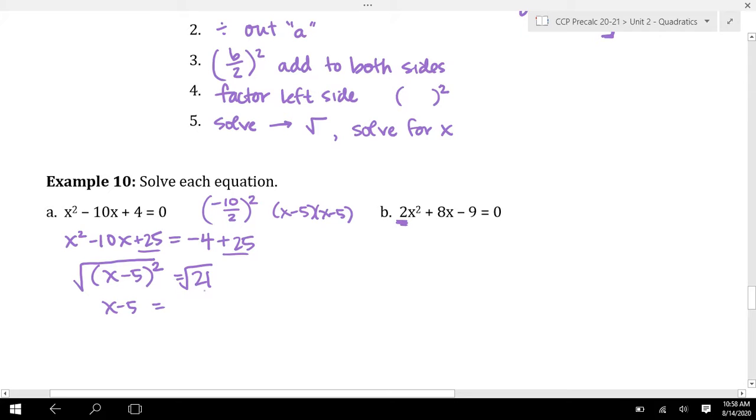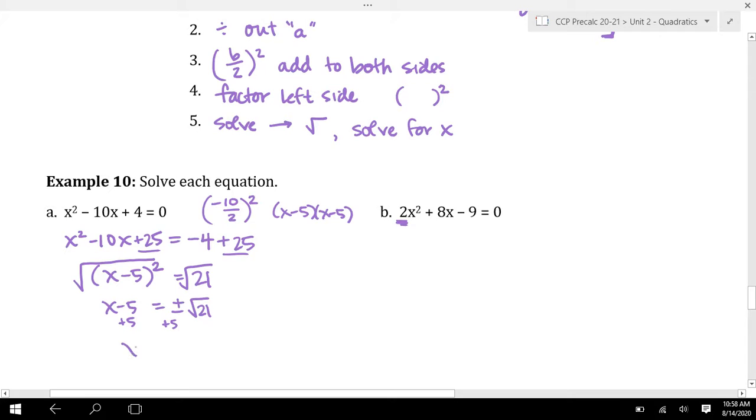So the only thing I want to do to that square root of 21 is make sure I get my plus or minus in there. Okay, remember every quadratic equation will have two solutions, and that's where those two solutions come out, is with that plus or minus. So now I have x minus 5 equals plus or minus square root 21. And then to finish solving, I will add 5.